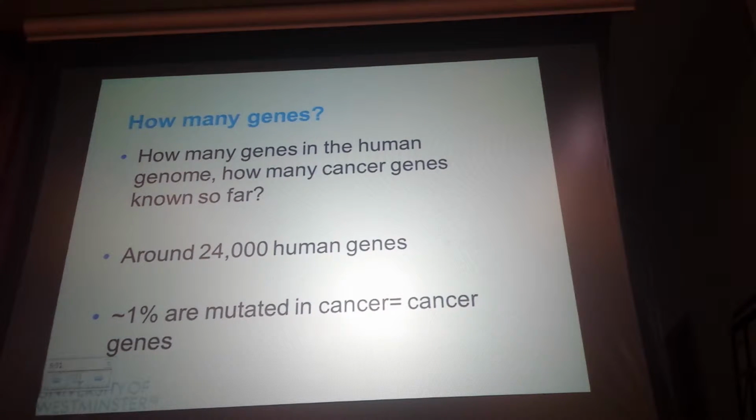So there was this group in Cambridge, I don't know if you know it, the Sanger Sequencing Center. They have done a census of all of the cancer genes in the genome. They sequenced thousands and thousands of different types of cancers, and they found that 1% of the 24,000 genes can be found mutated.